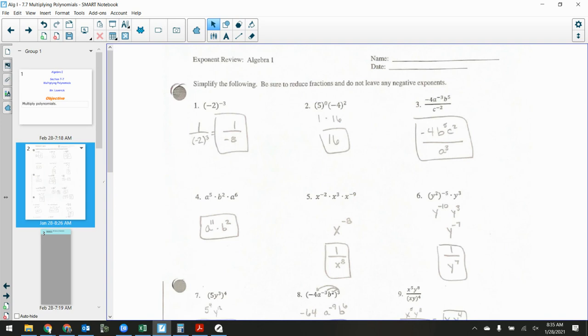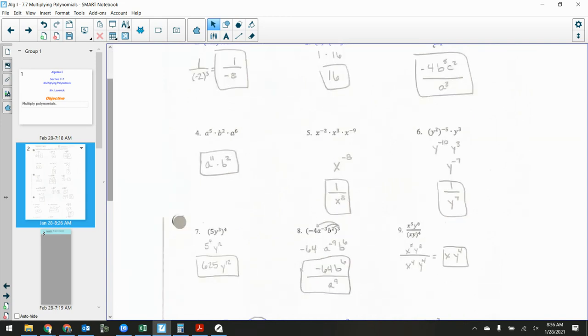What do we do when we're multiplying with the bases, like in number 4? What do I do with the exponents when I'm multiplying the bases? Okay, add them together. So in this case, A to the 5th and A to the 6th make A to the 11th. Don't combine it with the B. Number 5, same thing there.